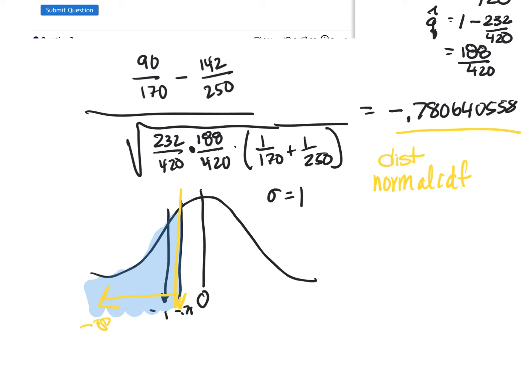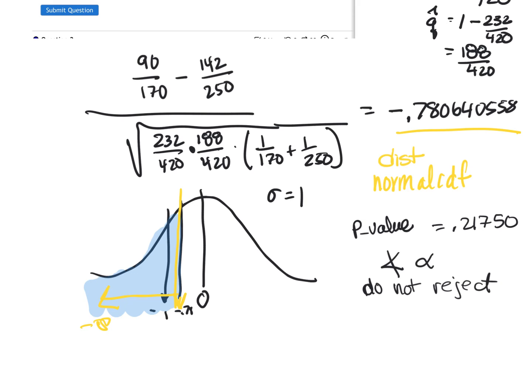And my answer here for my p-value is 0.2175, which is not less than alpha, so I do not reject. And there's not significant enough evidence to suggest that the differences are just not enough to suggest that the treatment was better than the control group. So hopefully that will answer your question on how to find p-values given a test statistic.